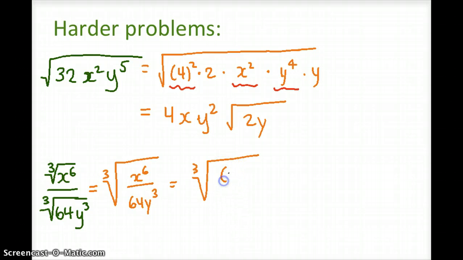So here we have x to the power of 2 to the power of 3, which equals x to the power of 6. And then here we have 4 to the power of 3 times y to the power of 3. So what we're trying to do is we're making everything inside here to the power of 3. And we don't have any left out numbers, so this is good. So our answer is x squared over 4y. Okay, so that's our answer.